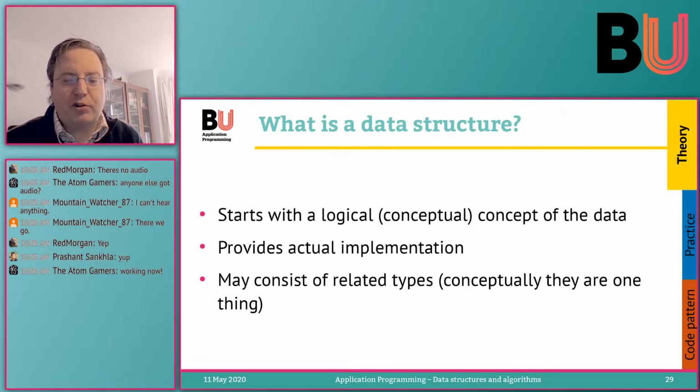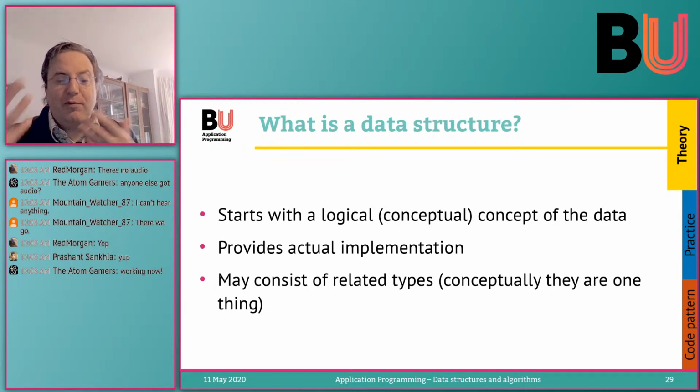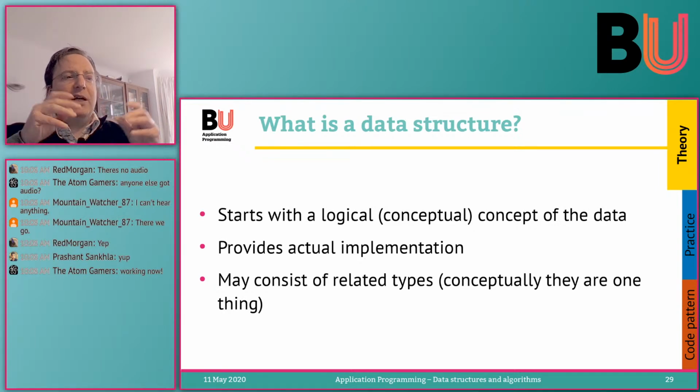So a data structure is a conceptual concept of what the data looks like. You normally want to provide an actual implementation. And one of the core aspects that people kind of forget is that many data structures are a collection of types that relate to each other, work together to implement something, rather than a single type.